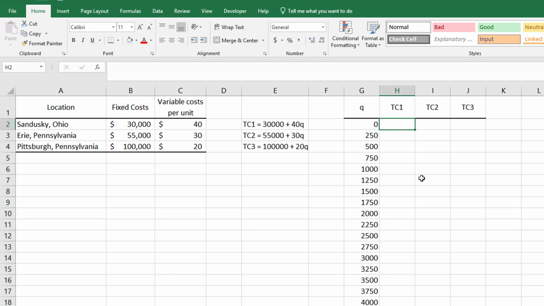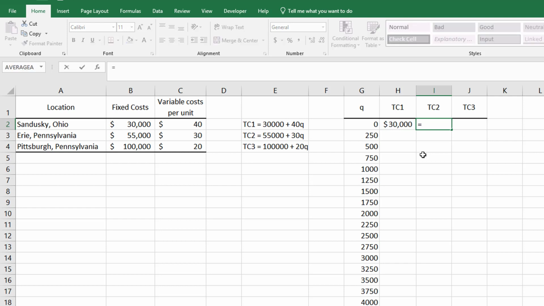I'm now going to construct the total cost function for Sandusky, Ohio. There's a fixed cost of $30,000 plus a variable cost of $40 per unit times the amount of output. Apologize for that slip there. There's my first calculation, which should be 30,000 when I get it straightened out. Why is it 30,000? Because I'm producing no output, so all I have are fixed costs. That's why I knew what I was looking for.